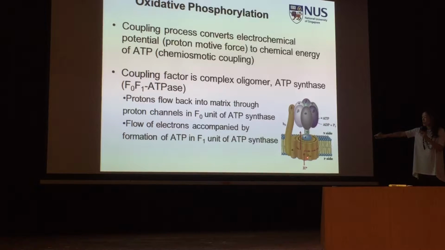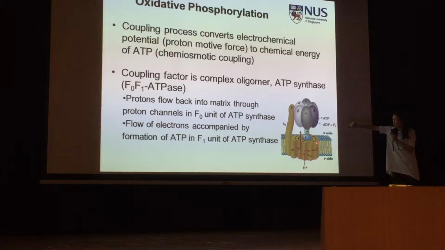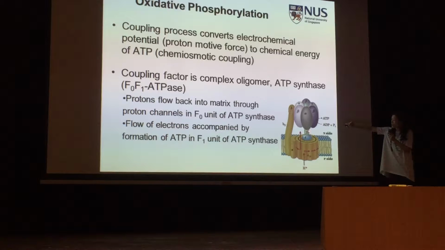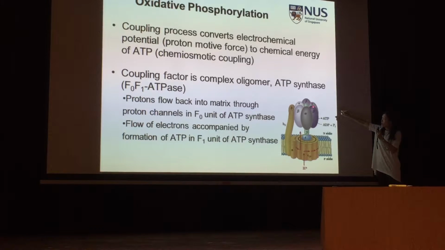So the protons were moving, and the movement of the protons back into the matrix causes this barrel to spin around, right? You saw that. And once it spins around, it rotates this shaft called the gamma subunit, the green color here. And the gamma subunit is in very close proximity to these three pairs of subunits called the alpha beta subunits. Now, this doesn't move.